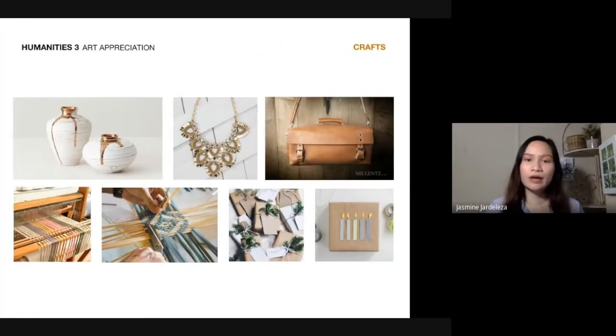Crafts would also belong under the plastic arts. This includes designing and making objects by hand. It includes ceramics, jewelry, leatherwork, and weaving. If ceramics, jewelry, leatherwork, and weaving are mass produced, then they can be classified as industrial design.